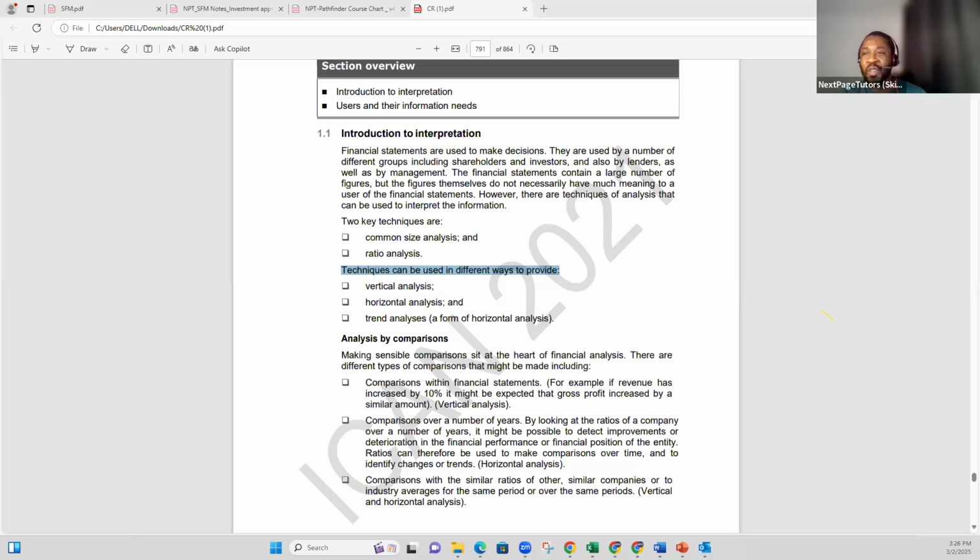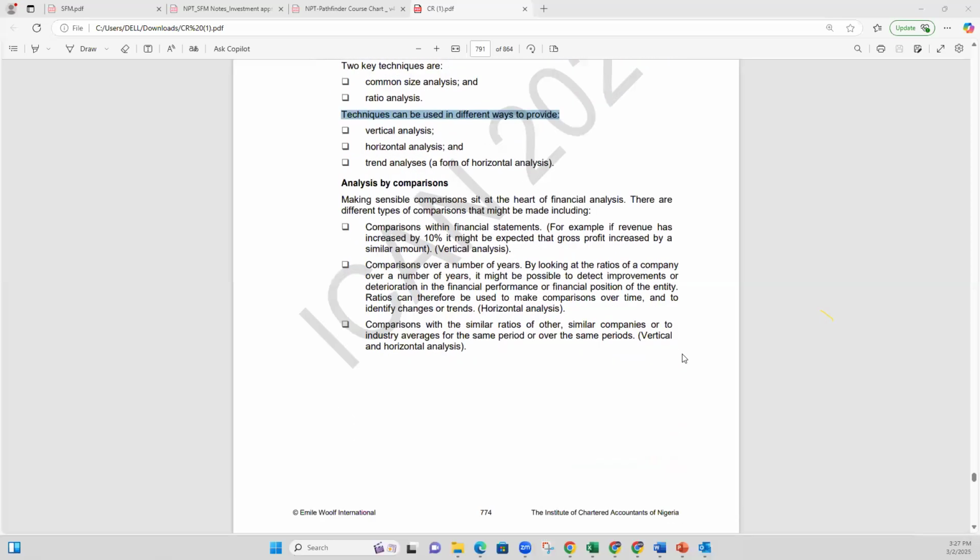Two, comparison over a number of years. By looking at the ratios of a company over a number of years, it might be possible to detect improvement or deterioration in the financial performance or financial position of the entity. Ratios can therefore be used to make comparison over time and to identify changes or trends. Horizontal analysis. Comparison with the similar ratio of other similar companies or to industry average for the same period. Vertical and horizontal analysis.